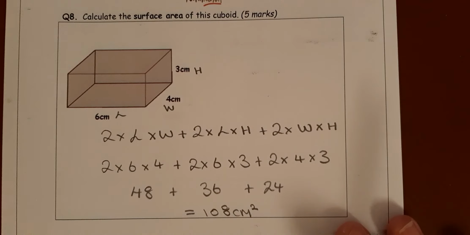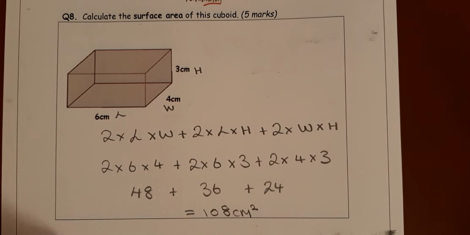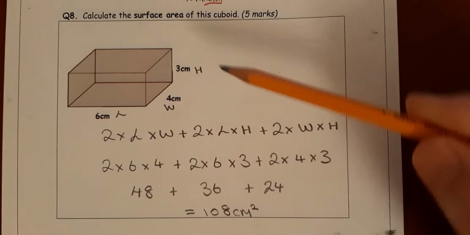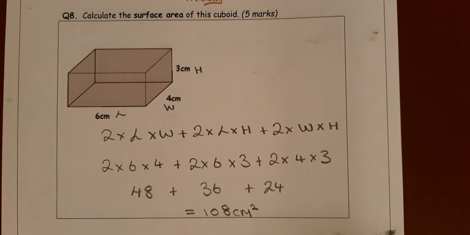Question 8. Calculate the surface area of this cuboid. So our 6 is our length, the 4 is our width, and the 3 is our height. The formula to calculate the surface area of a cuboid is 2 multiplied by the length by the width, plus 2 multiplied by the length by the height, plus 2 multiplied by the width by the height. So just subbing in all the values that we know, we get 2 multiplied by 6 multiplied by 4, plus 2 multiplied by 6 multiplied by 3, plus 2 multiplied by 4 multiplied by 3.